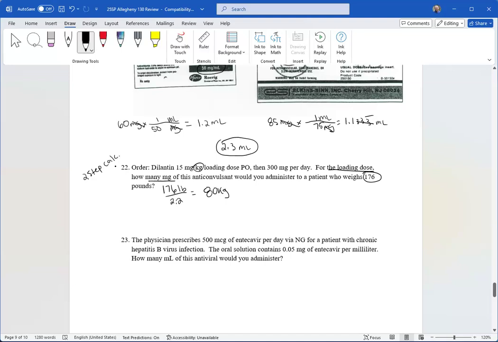It says the loading dose is 15 milligrams per kilogram. Then it tells you to start them on 300 milligrams per day. I don't need to worry about that for this question because the question is just asking, what is the loading dose? So I'm going to take the 80 kilograms times the 15 milligrams per kilogram, and this will give me my answer. It's two steps. Step 1, patient's weight in pounds to kilograms. Step 2, multiply the patient's weight in kilograms by the loading dose. So 80 times 15 gives me a loading dose of 1,200 milligrams.